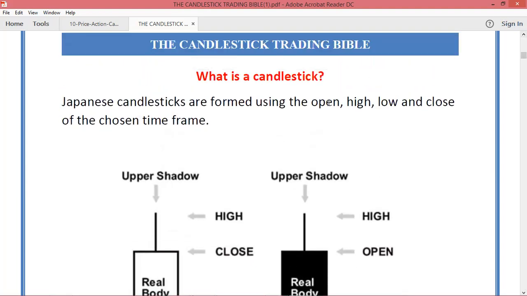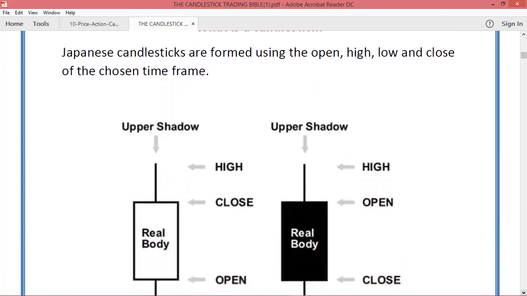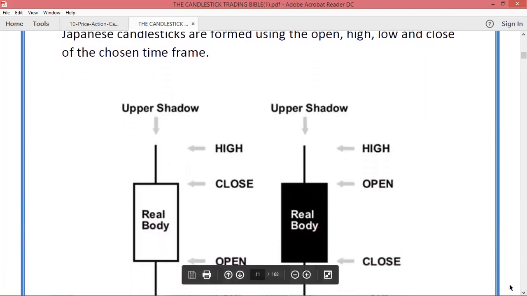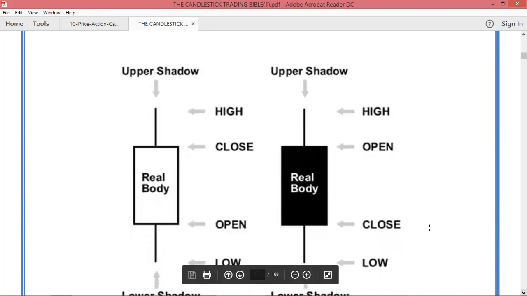So, what is a candlestick? Japanese candlesticks are formed using the open, high, low, and close of a chosen time frame. So what this thing tries to tell you is this. I pray you understand what I'm about to explain now. It is very simple.